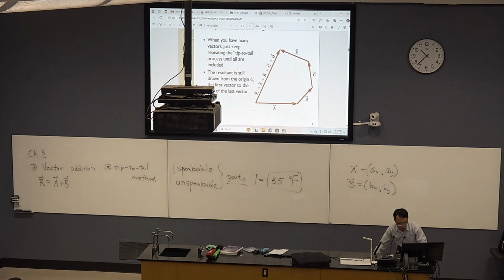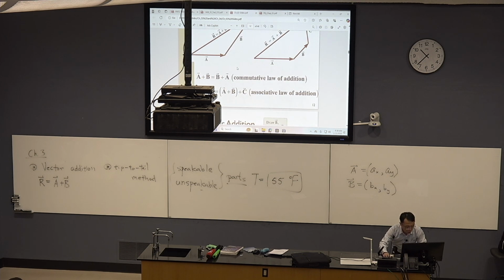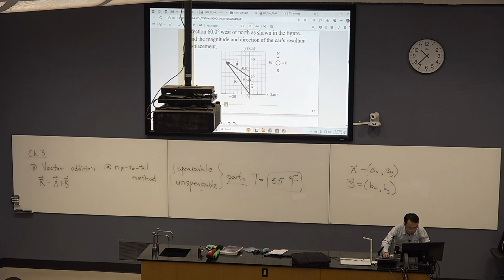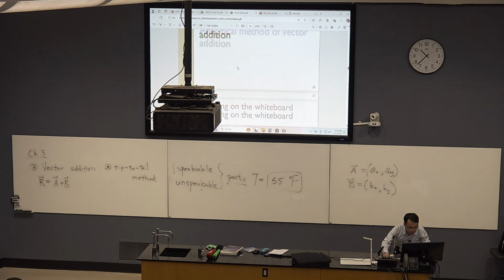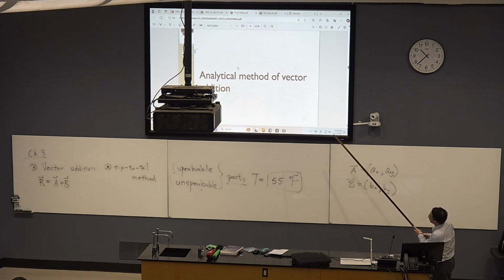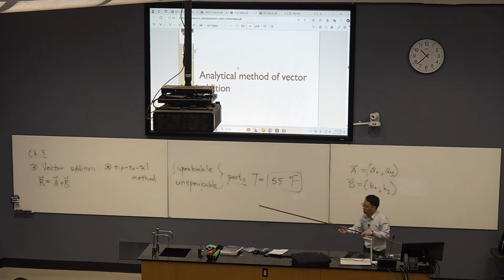Now let's move on. Sorry. Yeah. So there are some rules about vector addition, but that's not our main point here. Now let's move on to this subtopic here, analytical method. So there's another graphical method we'll see later, right? But now let's move on to the second method for adding up vectors, which is called analytical method for vector addition. So analytical method is presented here.